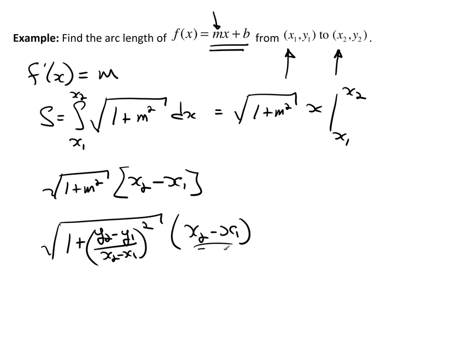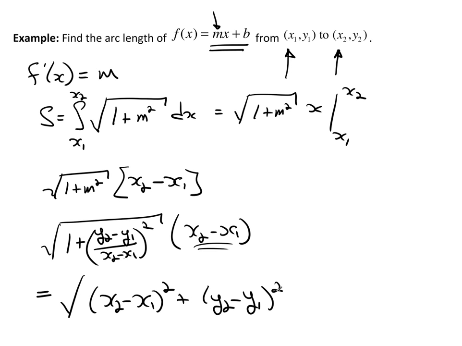Now, when I bring this inside the radical, it comes in as being squared. So it comes in as being squared, it cancels with the denominator here, but I end up with it being squared over here. So this is equal to the square root of x2 minus x1 squared plus y2 minus y1 squared. And there you go. That's the arc length. Now, hopefully you recognize this. This is nothing more than the distance formula.